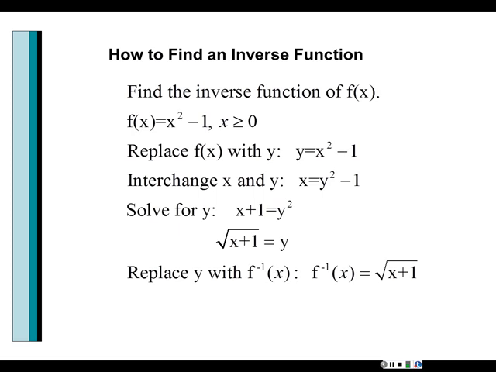I think instead of reading the steps, let's look at the example first, and then I'm sure we will understand the steps. Let's say you are given a function f of x, which is x squared minus 1, where x is always greater than or equal to 0. Then you have to find the inverse function. Now what are the steps?